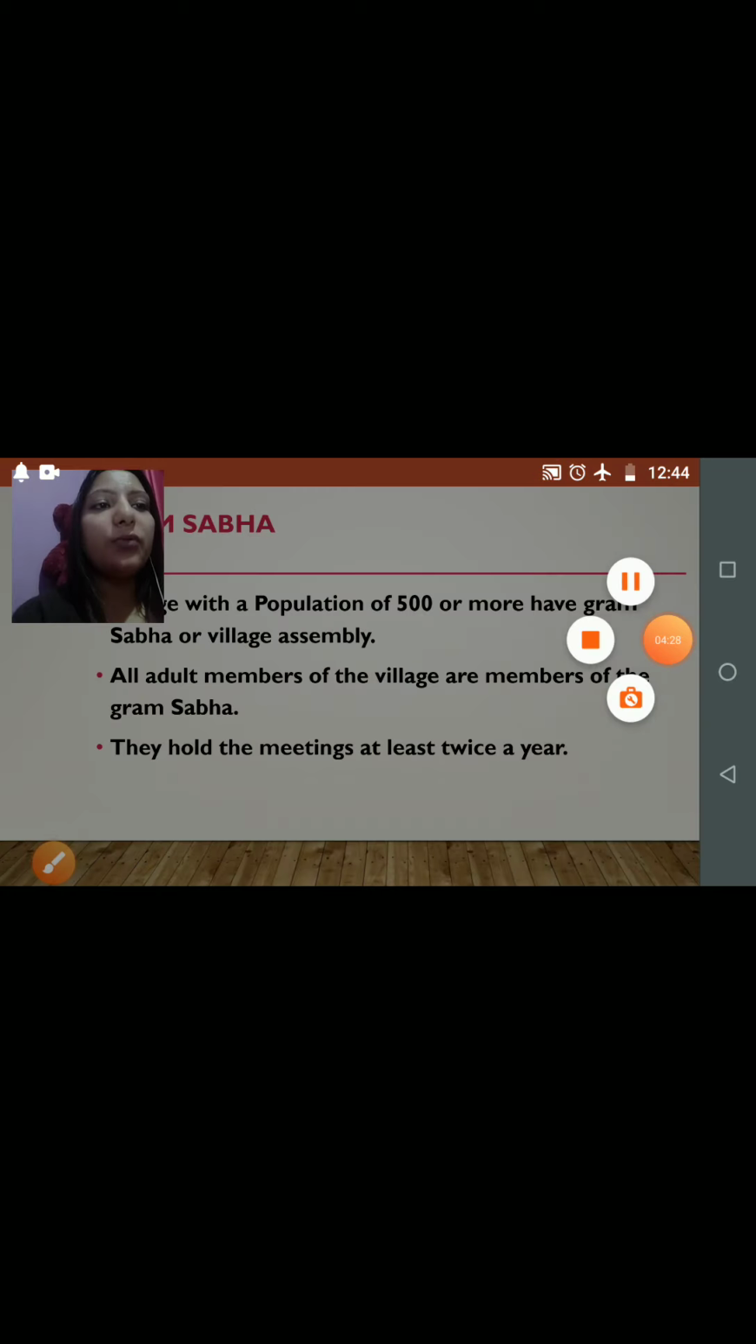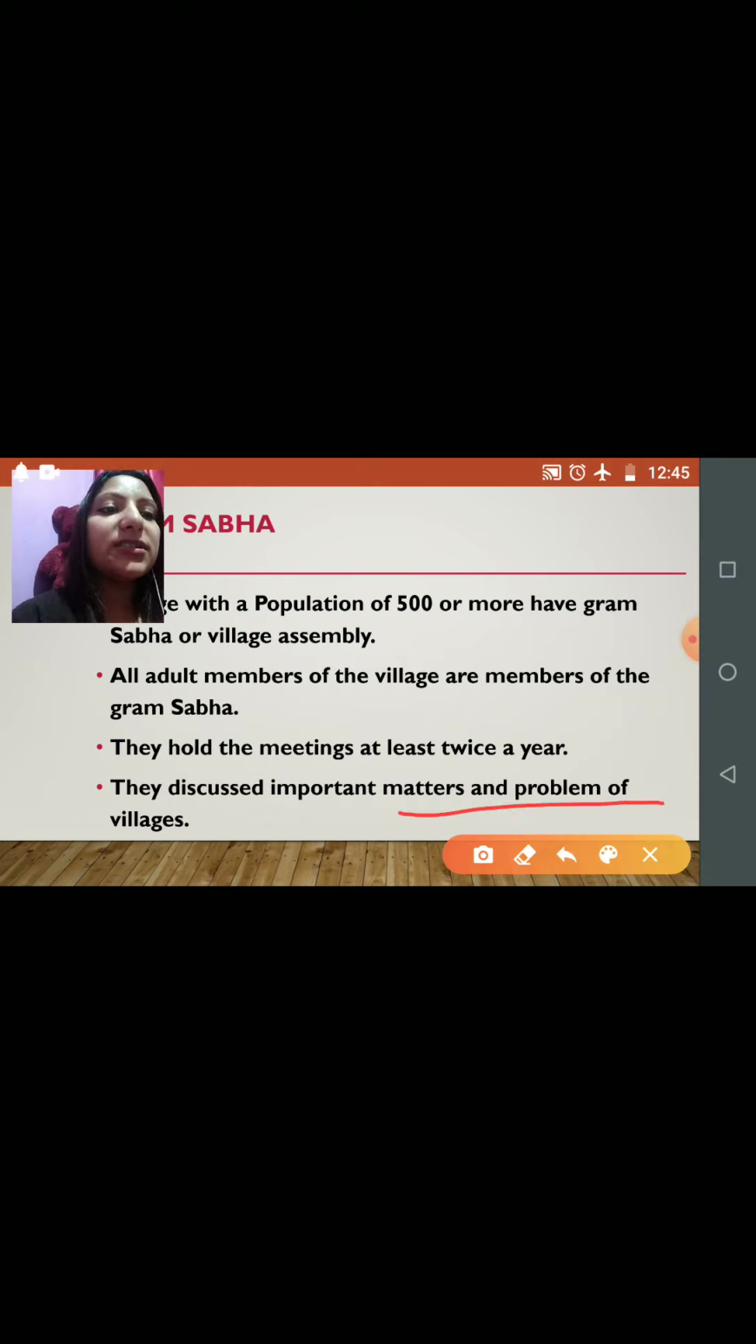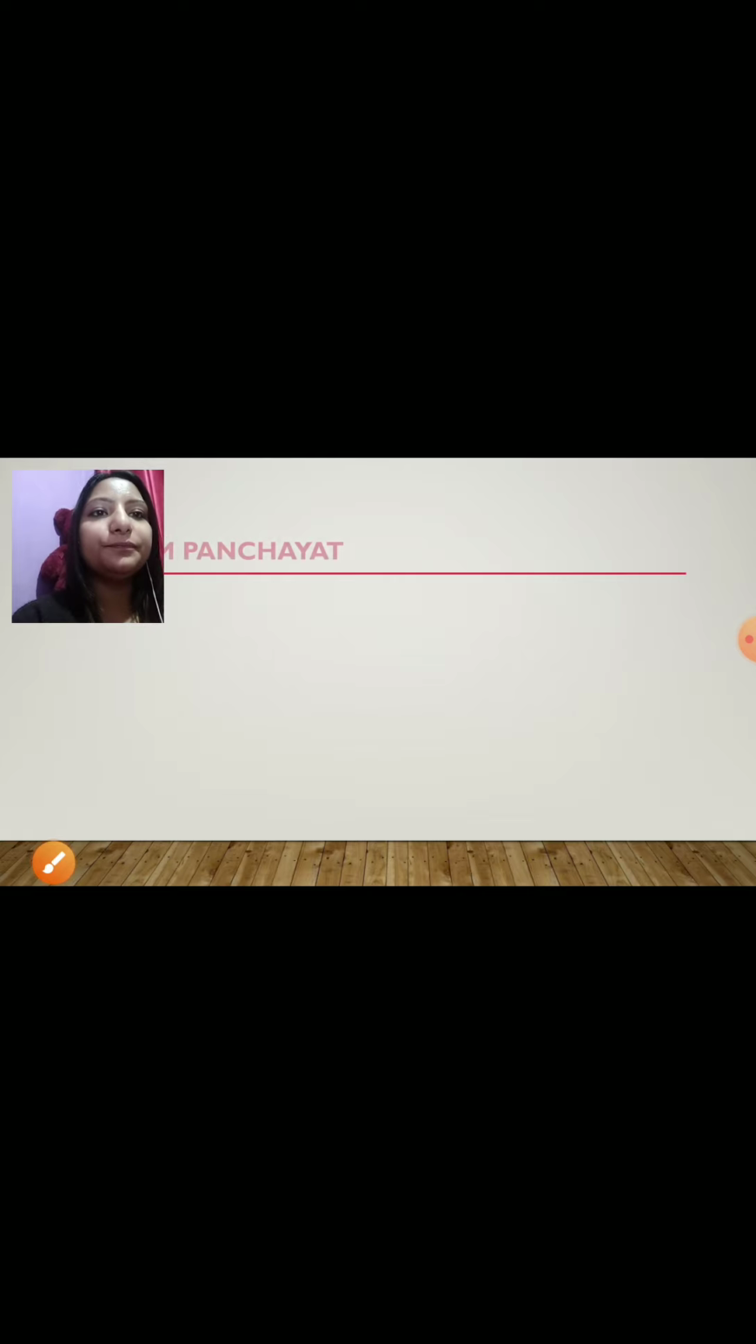They discuss important matters and the problems of the village. What is the work of the gram sabha? They will discuss important matters and problems of the villages, like water problems and cleanliness. Suppose the village is having some dispute, the sabha will look after all these problems at the village level. This you need to remember, village level. That is why it is called the village assembly.